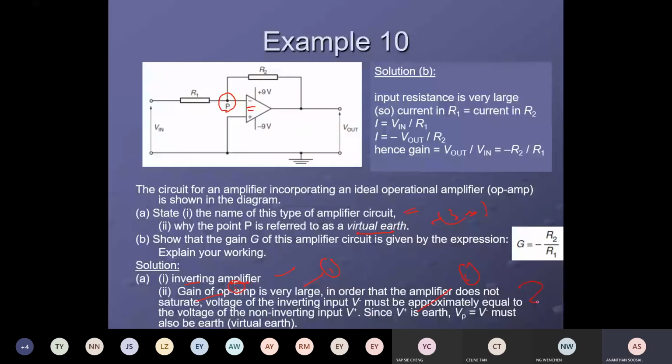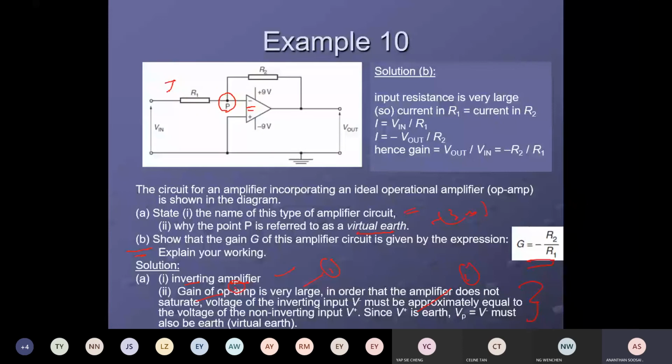Please memorize this description for virtual earth. Part B: show that the gain G of the amplifier circuit is given by the expression G is negative R2 over R1. The derivation to get the gain formula.